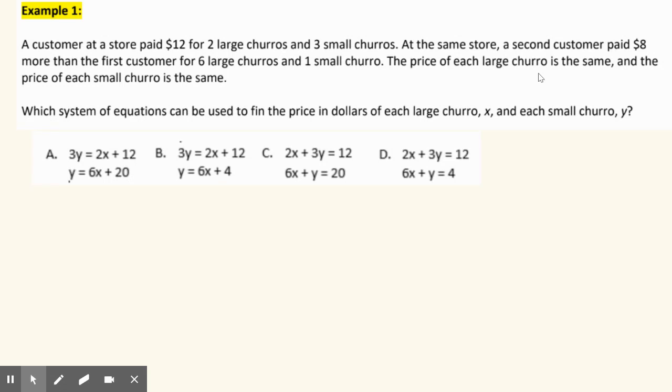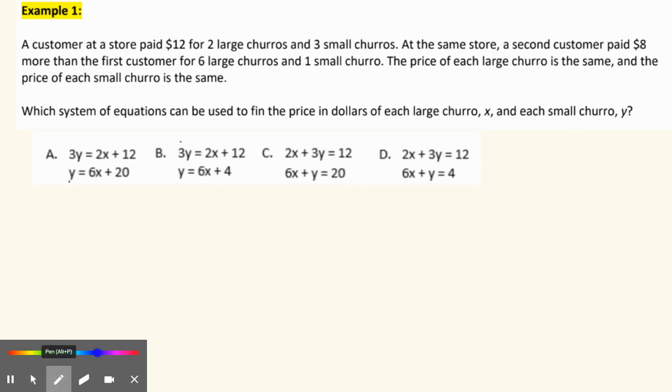All right, so for our first example, we have a customer at a store who paid $12 for 2 large churros and $3 and 3 small churros. At the same store, the second customer paid $8 more than the first customer for 6 large churros and 1 small one. The price of each large churro is the same, and the price of each small one is the same. Which system of equations can be used to find the price in dollars of each large churro, X, and each small churro, Y?